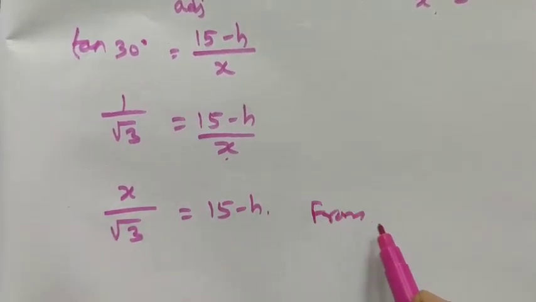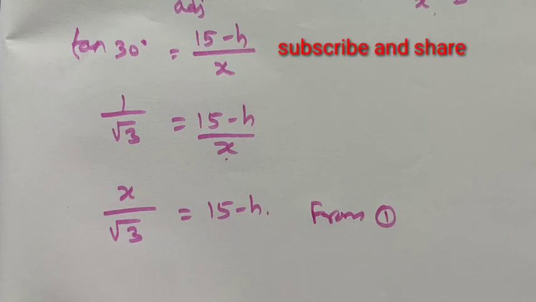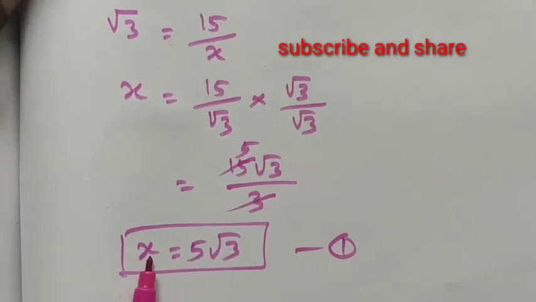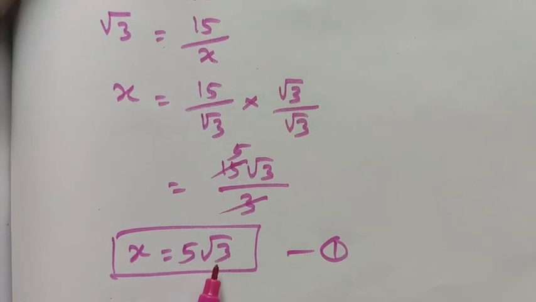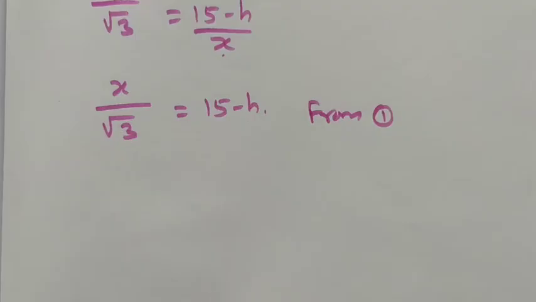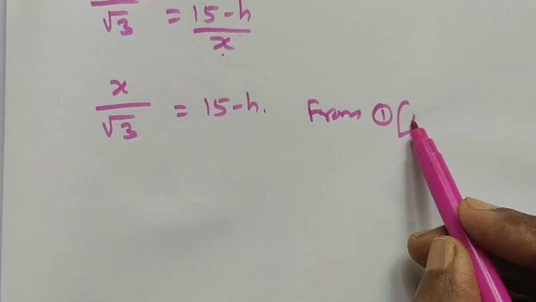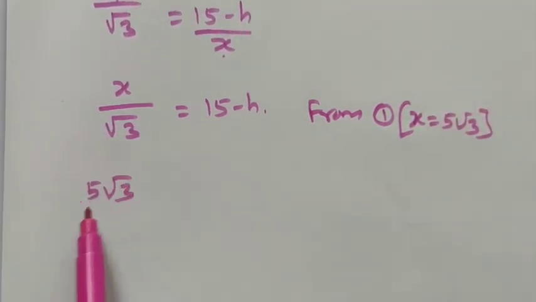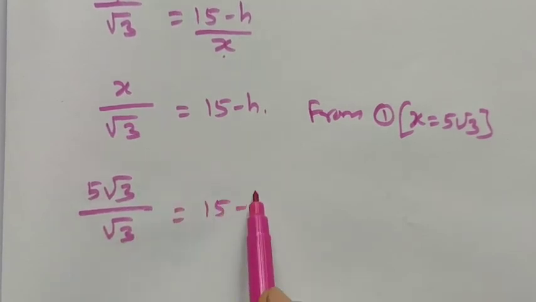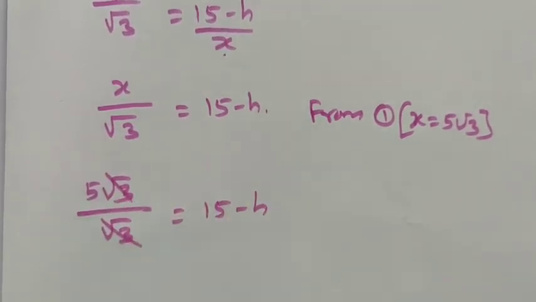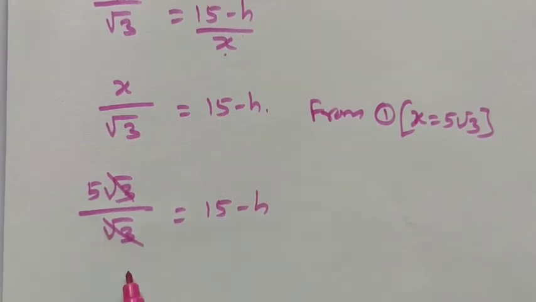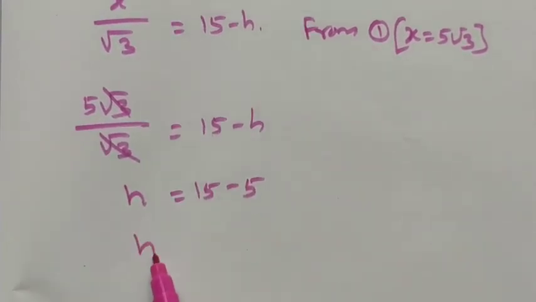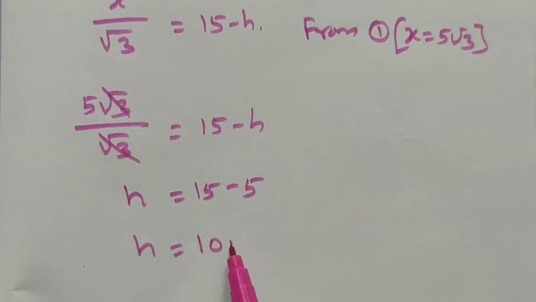Let me take this as equation number 1. From 1, X is equal to 5 root 3, we know the value, right? Now in the place of X I am going to apply the value, that is X is equal to 5 root 3 from equation number 1. So 5 root 3 divided by root 3 is equal to 15 minus H. Root 3 is cancelled. Now I take this H to this side, so we get plus H. Here we already have 15. I take this 5 to the other side, we get minus 5. So the height H is equal to 10 meters.